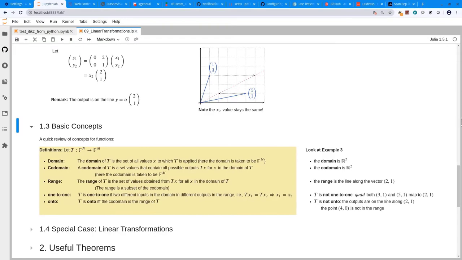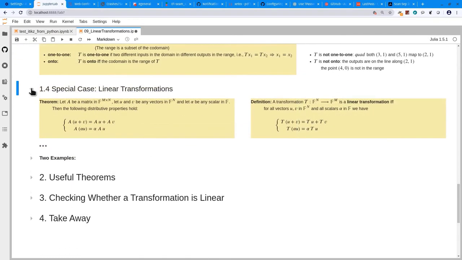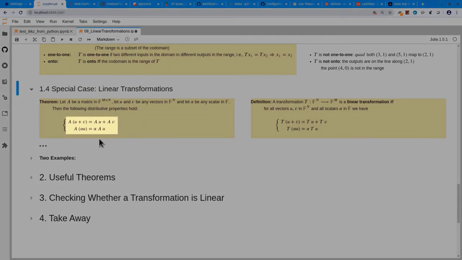Now, a special case of transformations are linear transformations. What that means is patterned after matrix multiplication. If you look at the way matrix multiplication works, if I take two vectors u and v, and I apply a matrix A to u and a matrix A to v, and I add, then the result is the same as if I first add u and v and then apply A to it.